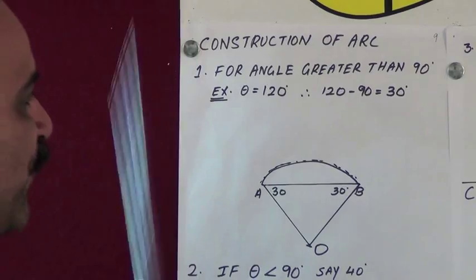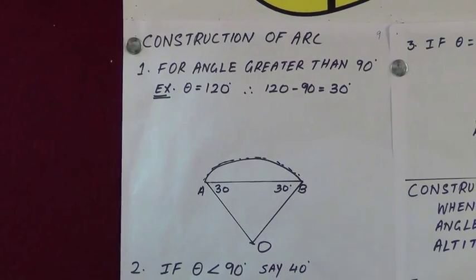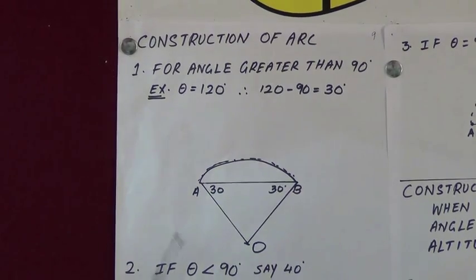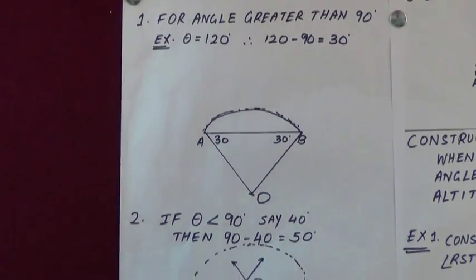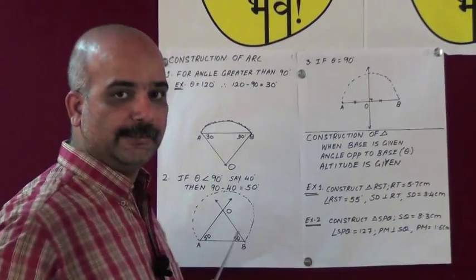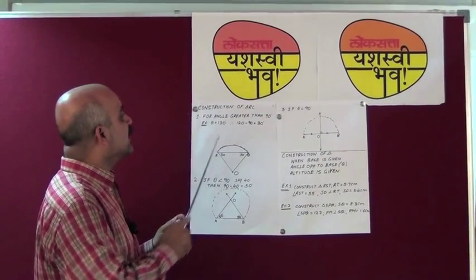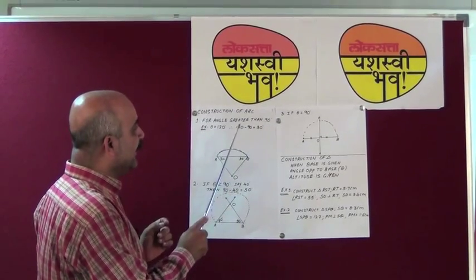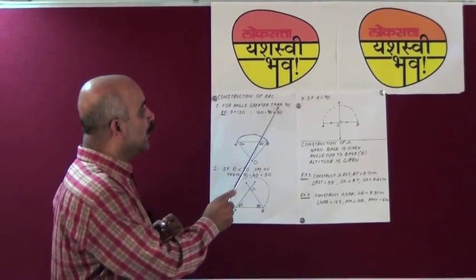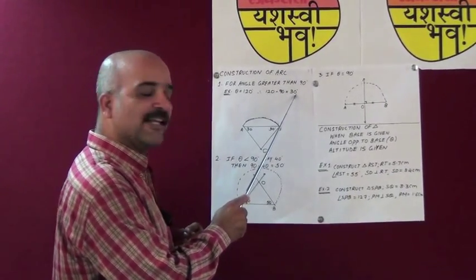For the construction of an arc, we normally have 3 conditions. One, the angle given is greater than 90. Second, the angle given is less than 90. And third, the angle given is equal to 90. If the angle given is greater than 90, for example 120, then 120 is greater than 90, so 120 minus 90 gives me 30.